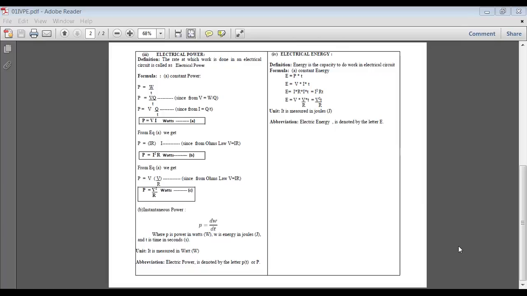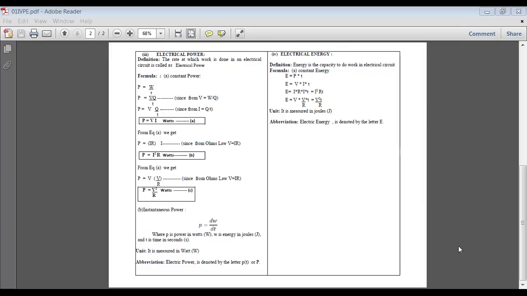Now we will go for the instantaneous power. It is nothing but change in work by change in time, where power is in watts. Always power is measured in watts. The electrical power is denoted by P of t or capital P. These are the different kinds of formulas related to electrical power.